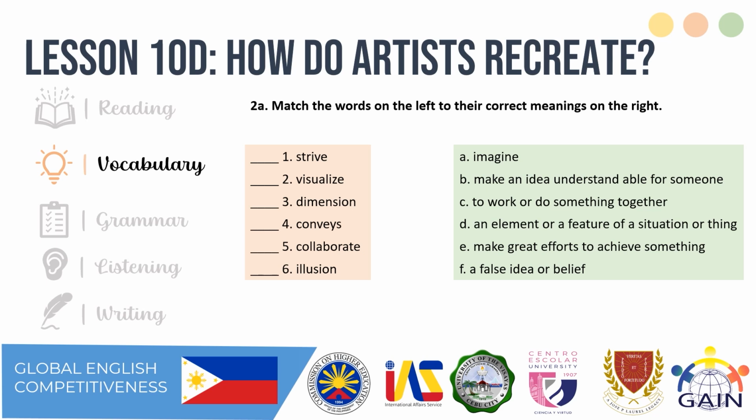All right, our next activity will test how much vocabulary you have learned in this lesson. Match the words on the left to their correct meanings on the right. Like this. The first word we have on the left is strive. Can you guess what it means? You're right. Strive means making great efforts to achieve something. Good job. Now, pause this video and answer the rest of the items. Now here are the correct answers.